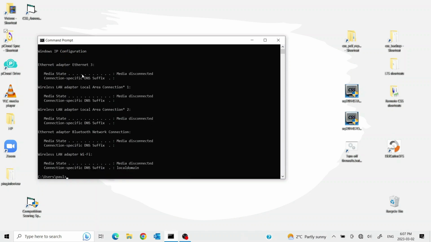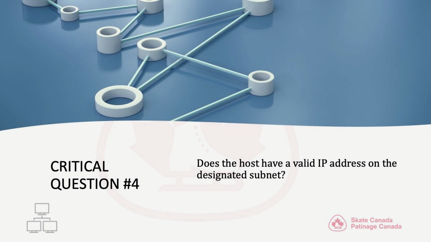We see no IP address for our Ethernet adapter, but instead we see a media disconnected message suggesting that the Ethernet cable to the EC computer may not be plugged in all the way. We checked that connection, and sure enough, that was the problem. So that takes us to the fourth critical question that we should consider when troubleshooting a CSS network.